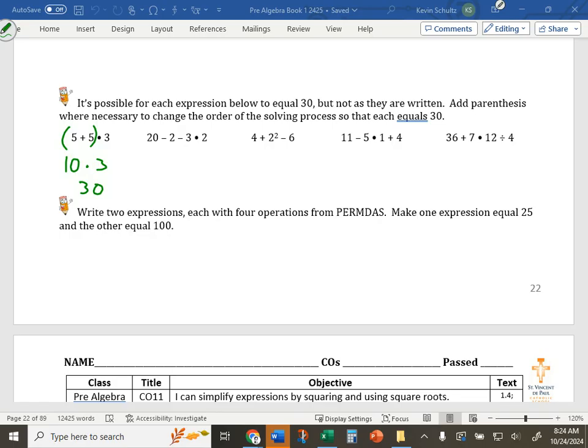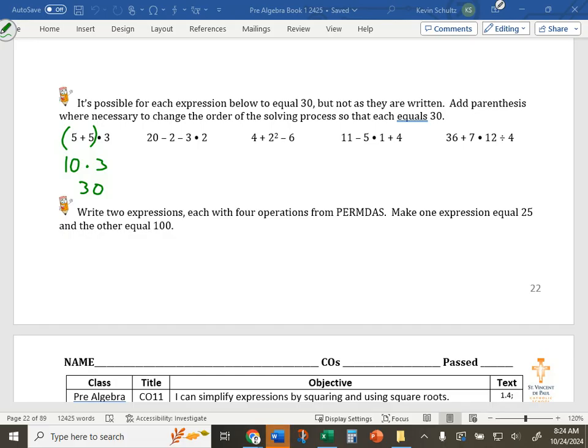Yeah? The 2, the second half. Put it around the 2 and the exponent, like right here? Yeah. Well, I have to do that first anyway. Right? If I solve it as it's written, I have to do the exponent first anyway. Adding parentheses around it isn't going to change the order, because that's what is done first anyway.